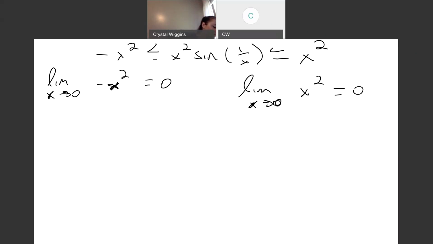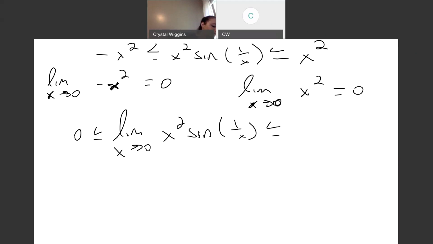So what we're seeing is that 0 is less than or equal to the limit as x approaches 0 of the function that we couldn't use direct substitution on, which is also less than or equal to the limit on the right. Because the left limit is 0 and the right limit is 0, we can conclude that this limit is 0 as well, as we have squeezed it between two limits. Okay, that concludes our 2.2 and 2.3 for this week.